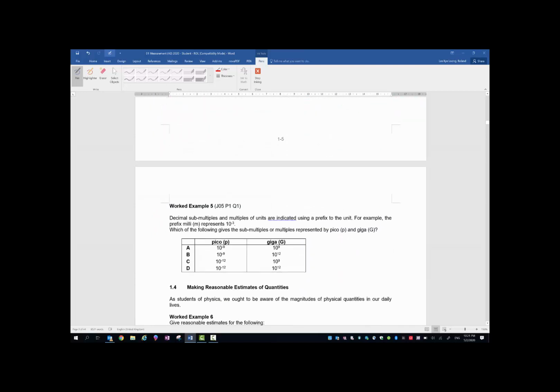So this is the work example. Which of the following? This is a June 05 question, but this kind of question has come up year over year. I think last year it came out as well. Pico is minus 12, giga is 9. So the answer is C. It's really as simple as that. So once again, please do not discount the simple questions, because you have to be able to score. In the simple questions, it's a ranking exercise. If you cannot score the simple marks, it is more costly.